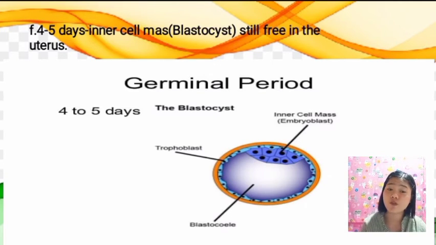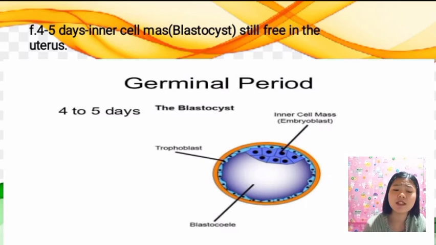Okay, so in 4 to 5 days, the inner cell mass or the blastocyst is still free from the uterus. The blastocyst has three main parts: the trophoblast, the inner cell mass or the embryoblast, and the blastocele. Let me define to you these three main parts. The first one is the trophoblast. It is a thin layer of cells that helps a developing embryo attach to the wall of the uterus, and it protects the embryo and forms a part of the placenta.